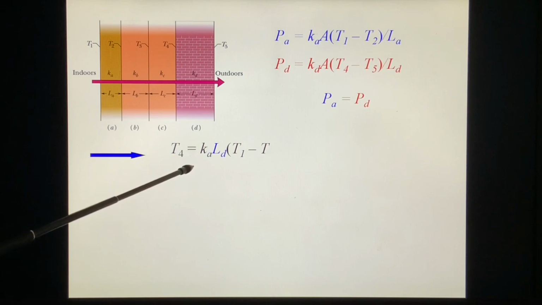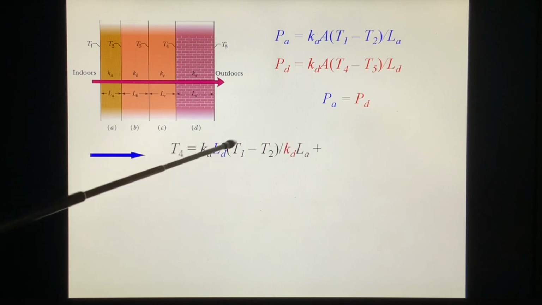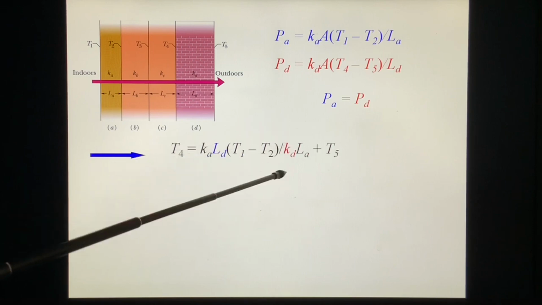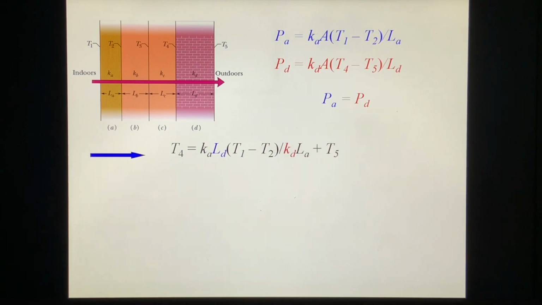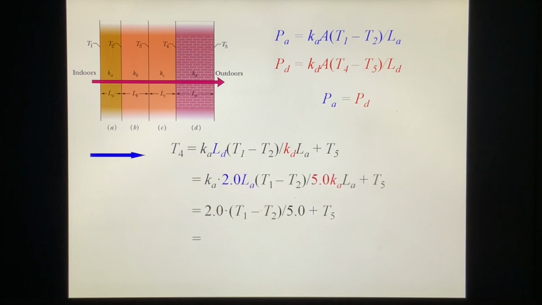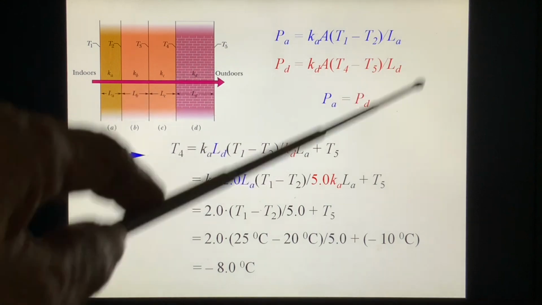T4 equals Ka LD (T1 minus T2) over Kd LA, plus T5. And then we know that LD is 2LA and Kd is 5Ka. So we put these numbers in, and we get T4 equal to minus 8.0 degrees Celsius. This is junior high school math, so I'm not getting into the detail. It's very easy. The key point is the physics part.